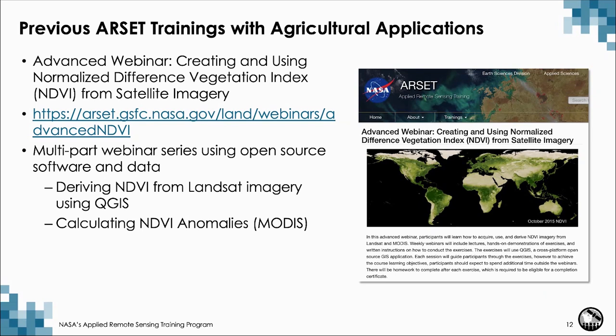Another webinar with applications to agricultural monitoring was creating and using normalized difference vegetation index, or NDVI, from satellite imagery. The webinar showed how to derive NDVI from Landsat imagery and open-sourced software. It also demonstrated how to calculate NDVI anomalies using a time series of MODIS data.